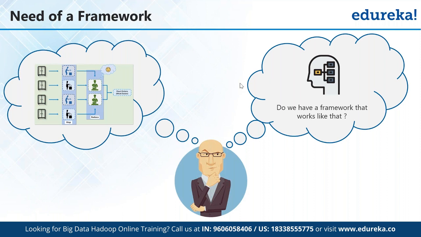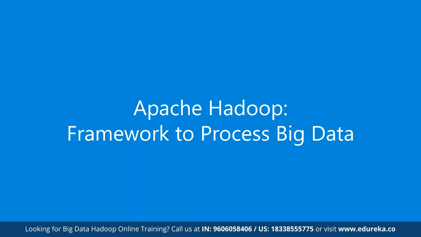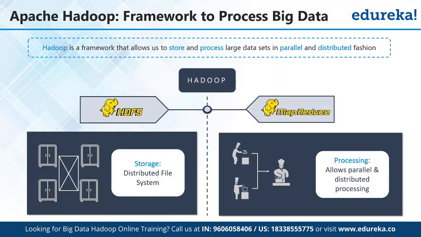To do this distributed processing, to do this processing based on map and reduce, to also store data this way, we would need a big data framework which will help us achieve this map and reduce, which will help us store and process big data, and that framework is called the Hadoop framework. This is the Apache Hadoop framework.